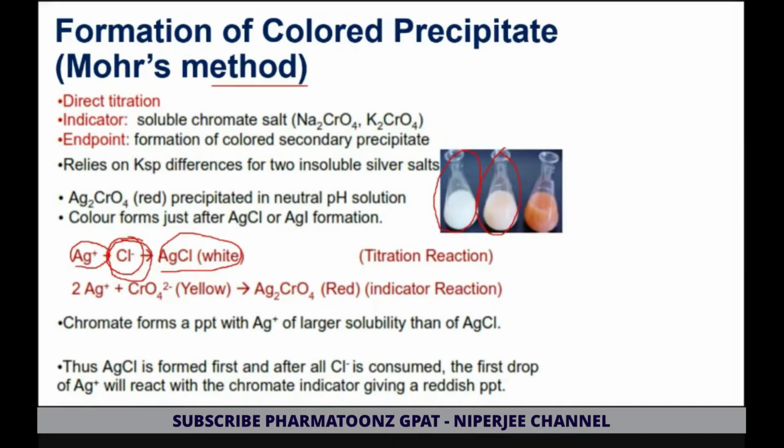Once the reaction is completed, initially whatever Cl minus is there reacts with Ag plus, that gives a white precipitate of AgCl, and the excess Ag plus is titrated with chromate from the sodium chromate salt as well as the potassium chromate salt. Ultimately it forms a complex with the indicator, silver chromate complex, that is in red color. Okay, so this is the basis behind Mohr's method.